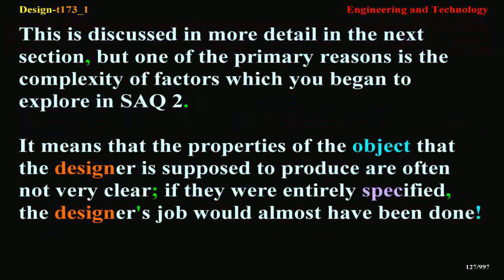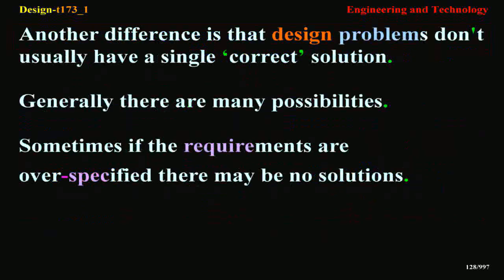This is discussed in more detail in the next section, but one of the primary reasons is the complexity of factors which you begin to explore in SAQ 2. It means that the properties of the object that the designer is supposed to produce are often not very clear. If they were entirely specified, the designer's job would almost have been done. Another difference is that design problems don't usually have a single correct solution. Generally, there are many possibilities.